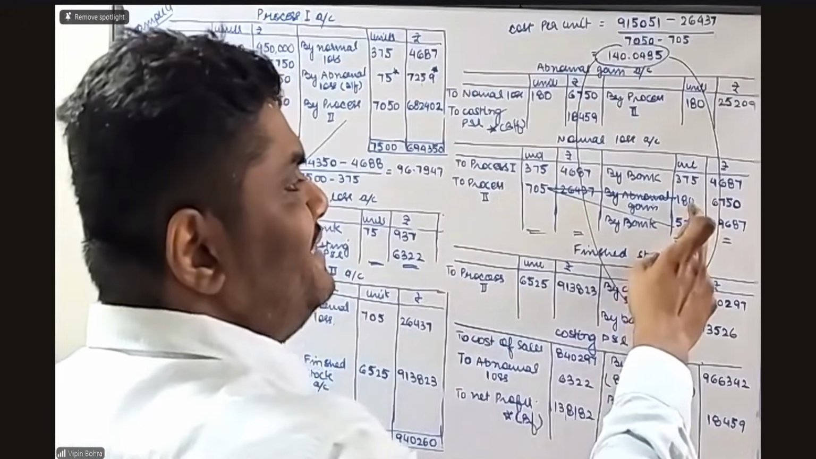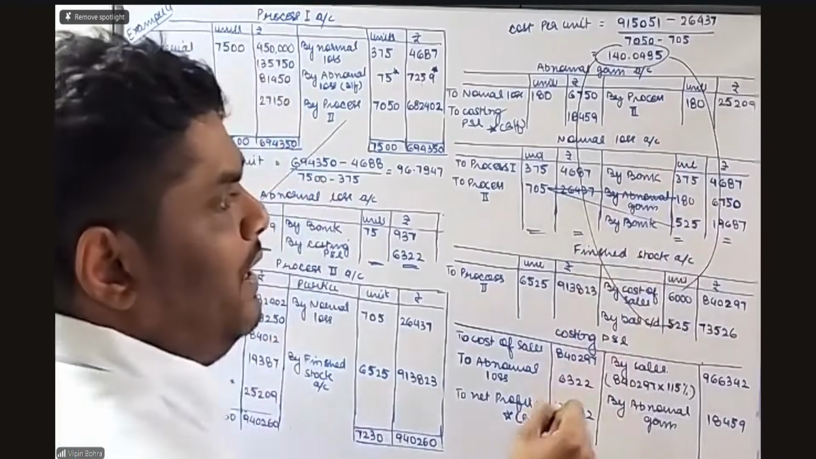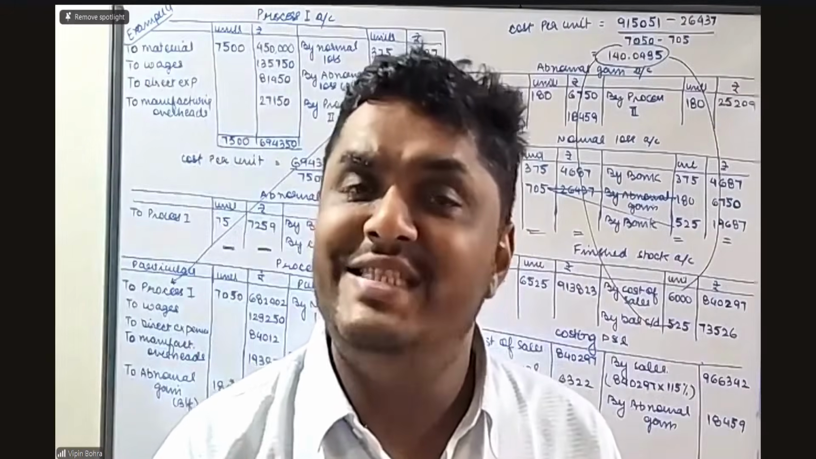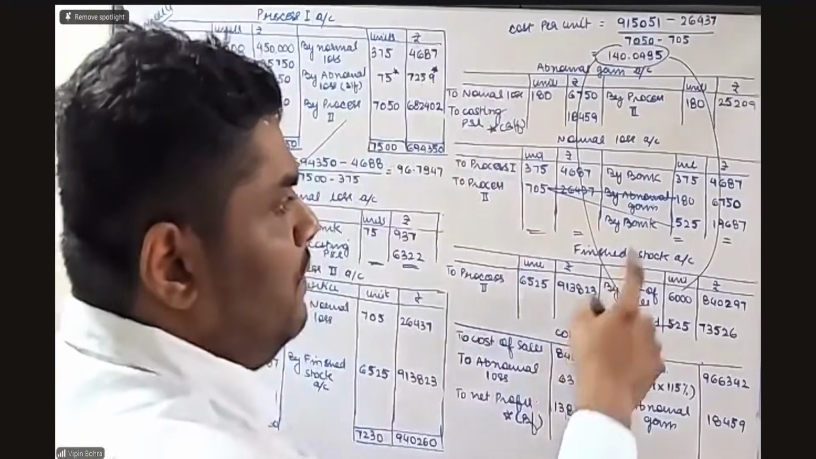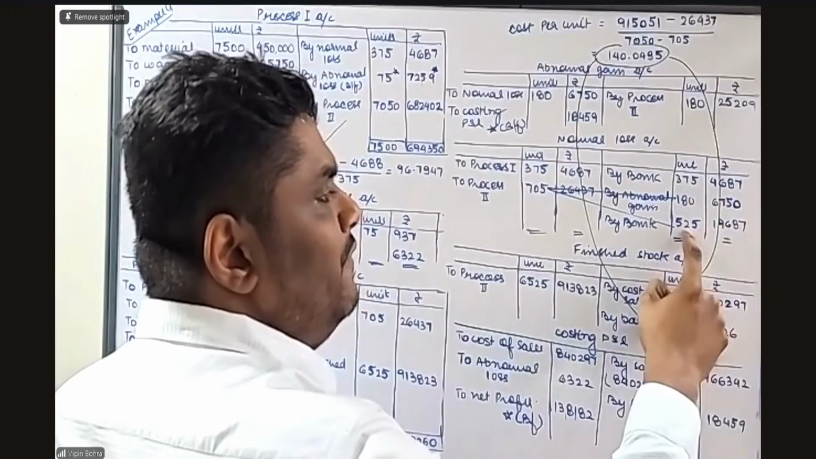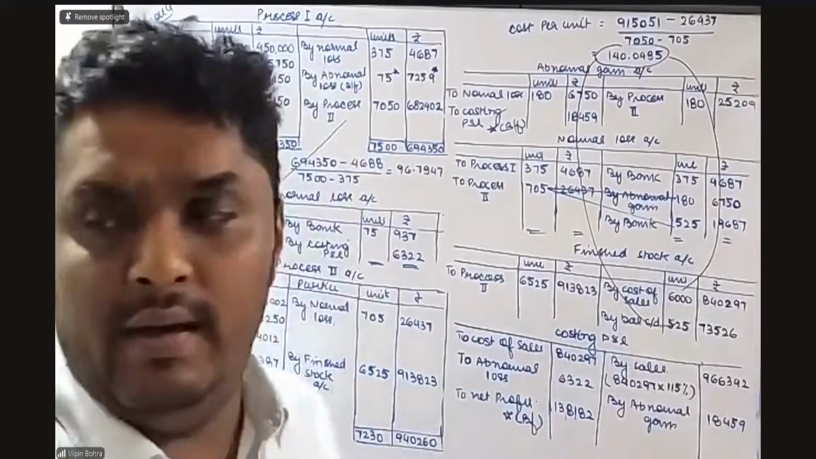As I told you guys, just like normal loss, when talking about normal loss, if abnormal gain is there, what is abnormal gain? The saving in normal loss. So 180 into 37.5, 6750, 525 into 37.5, 19687.